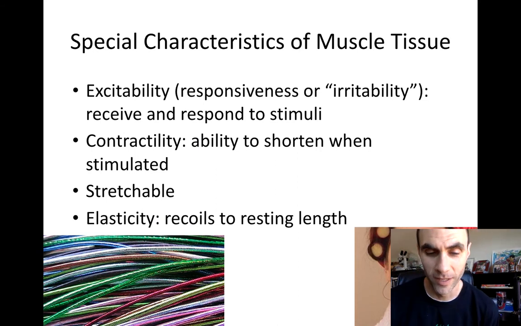Okay, so special characteristics of muscle tissue. It's excitable. All right, excitable means it can be triggered to do something.